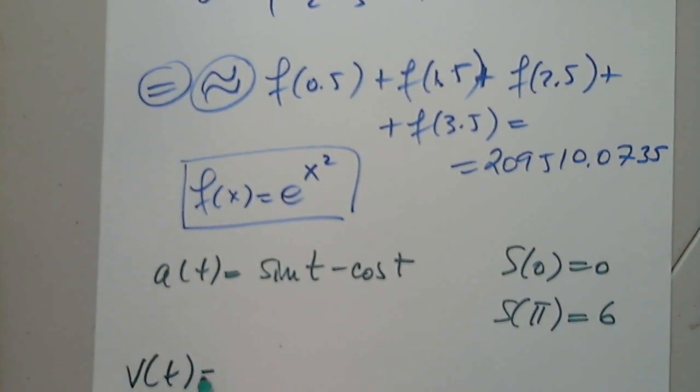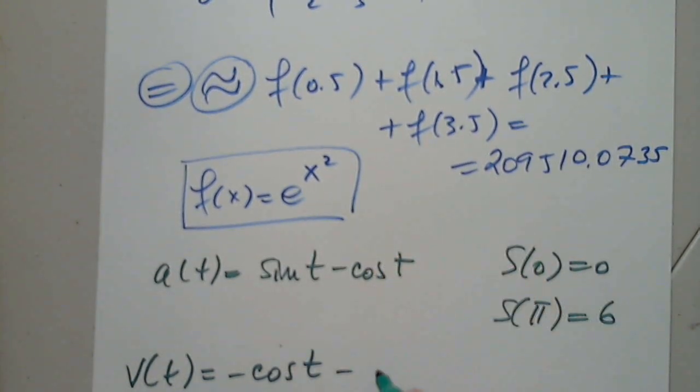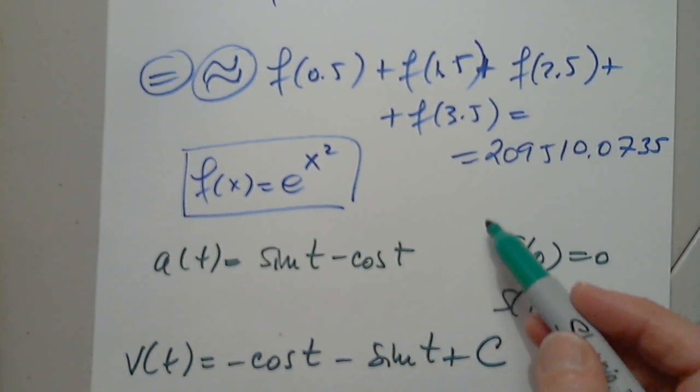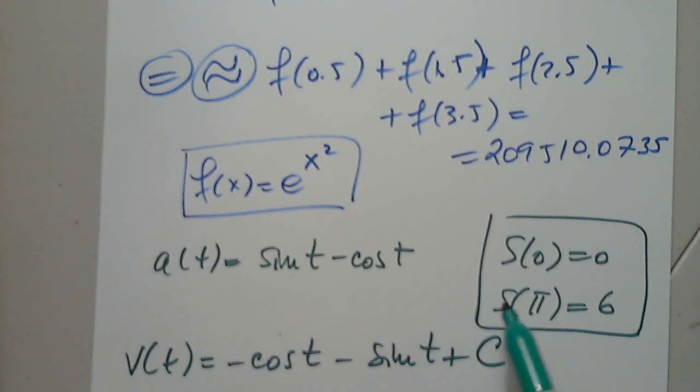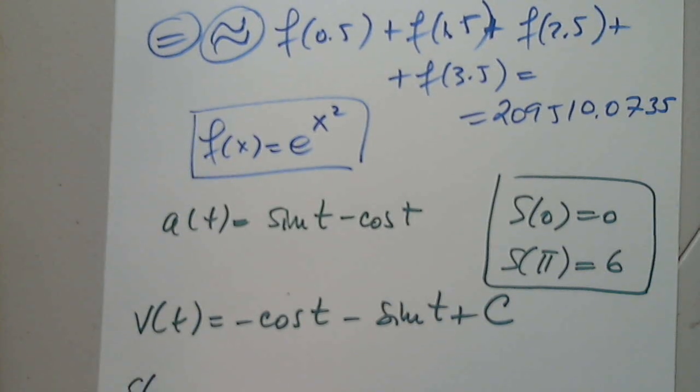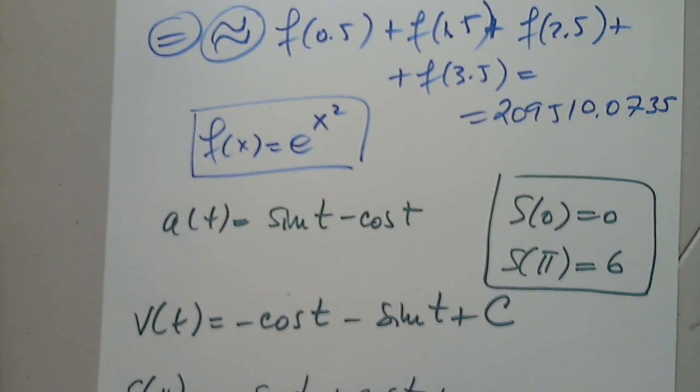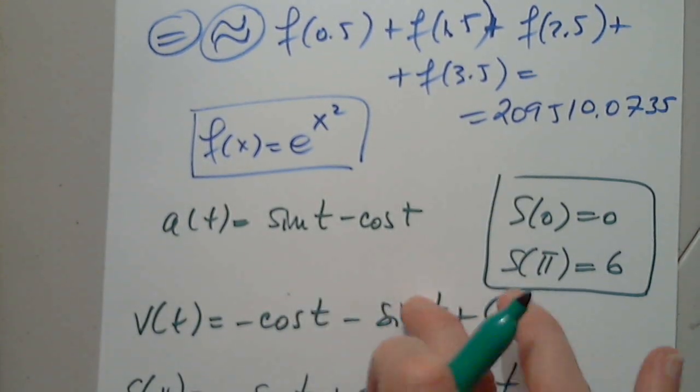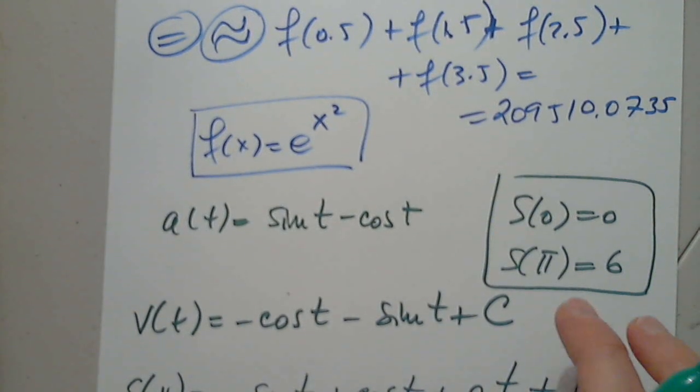We have to find the velocity. Which function's derivative is sine? That is negative cosine, minus, which function's derivative is cosine, sine t, plus a constant c. Both conditions given to us are for s. I don't have any condition for v, so I cannot determine c yet. So then s of t would be minus sine t plus cosine t plus ct plus d. When I differentiate each of these, I get the previous terms, and the last gives 0.